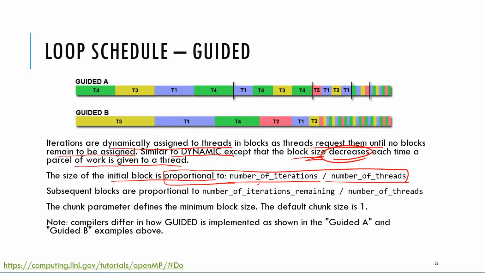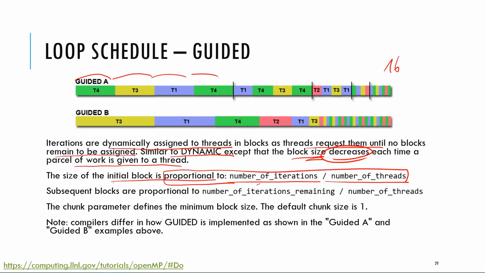So with guided scheduling, we have a certain compromise to be done. Suppose you have 16 different iterations, then maybe at the beginning you assign, let's say, 3 iterations to each thread, okay? This would sum up to 12, okay?